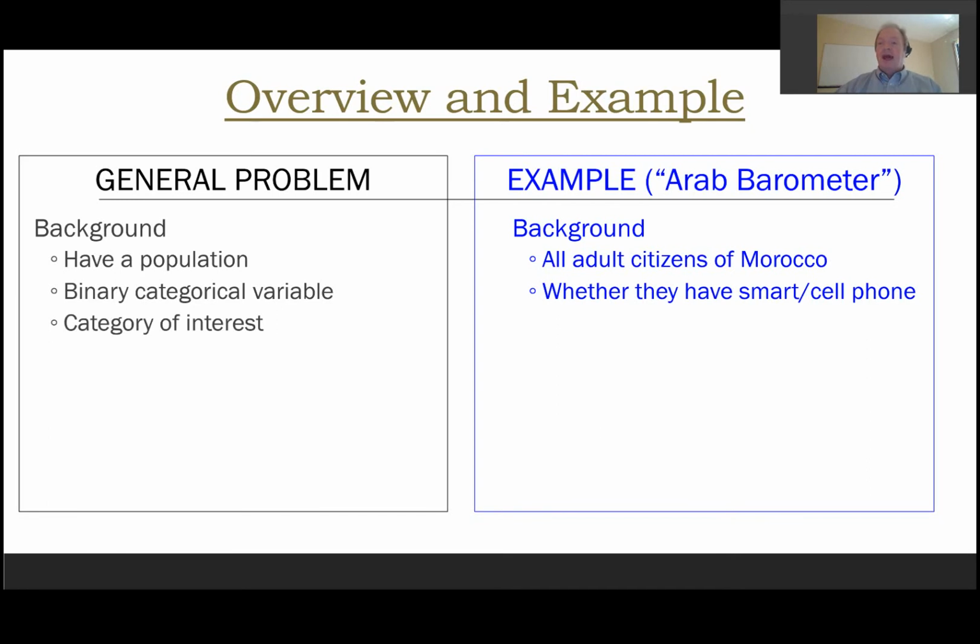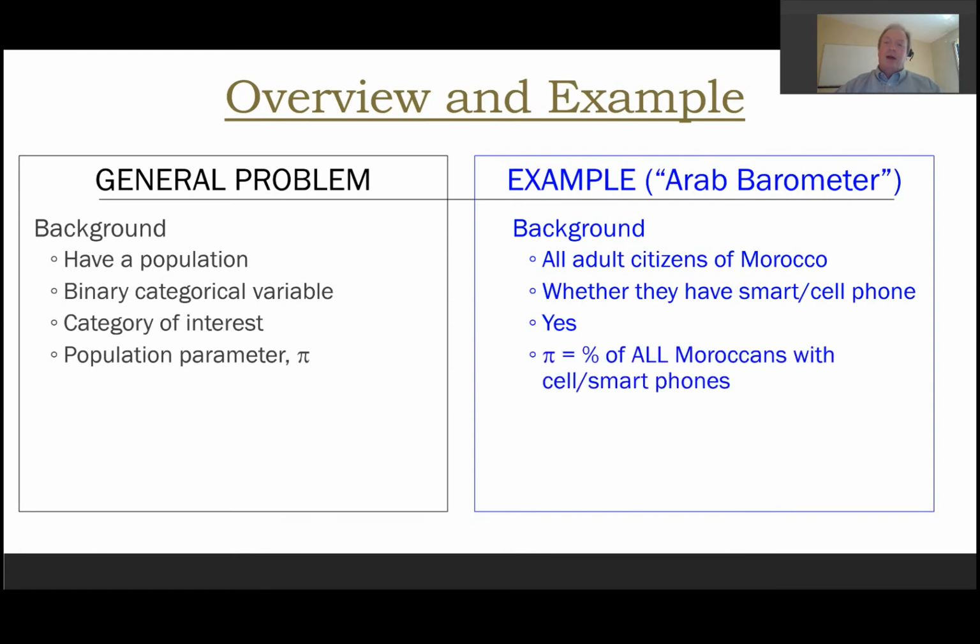And then you chose a category of interest. You chose one of those values of the categorical variable. And generally, we're interested in yes, whether they do. And finally, you have a parameter. You have a parameter for that categorical variable, which is the population percentage. And in the context of my hypothetical problem with the error barometer, what I'd be interested in is the percentage of all Moroccans that fall into my category of interest. That is, they have cell phones and smartphones.